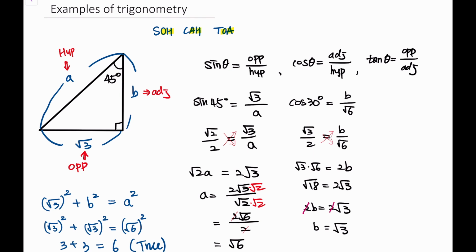It is very handy to remember and memorize those trigonometric ratio values of the special angles, which are 30 degrees, 45 degrees, and 60 degrees. I'm going to upload a video related to those special angles with very handy tricks to memorize those values easily.